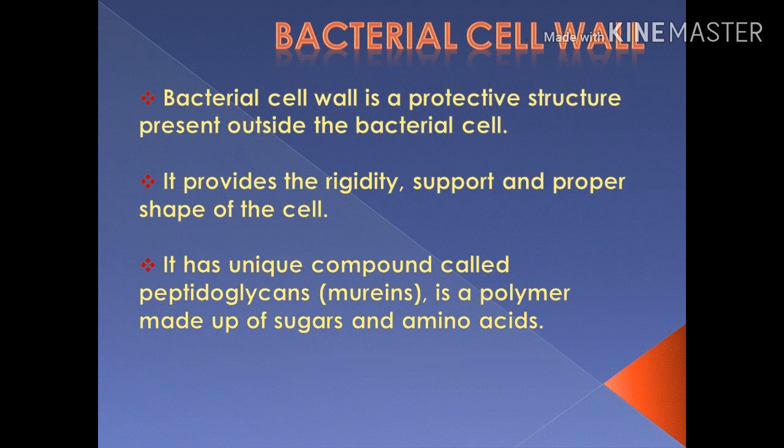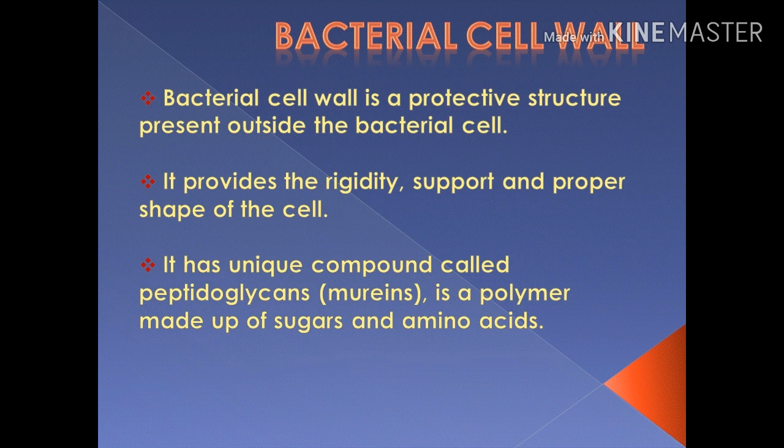The main features of the bacterial cell wall: as we know, the cell wall is always present outside the cell. It is a protective structure, and it provides rigidity and firmness to the bacterial cell, support and proper shape. It has a very unique compound called peptidoglycan. It is a polymer of sugars and some amino acids, and it provides the rigidity and shape to the bacterial cell. Peptidoglycan is a unique compound which is only present in the bacterial cell wall.